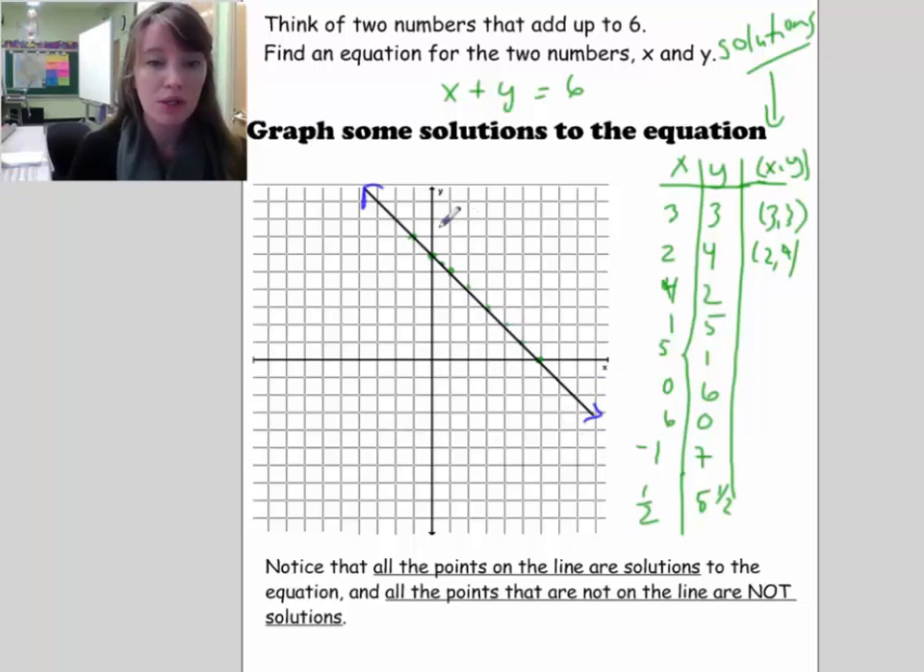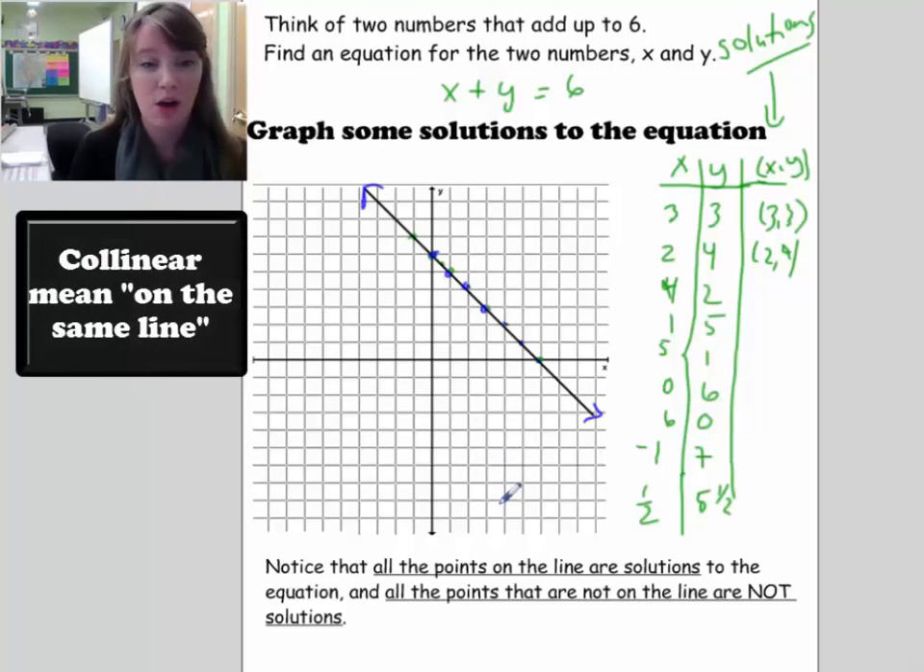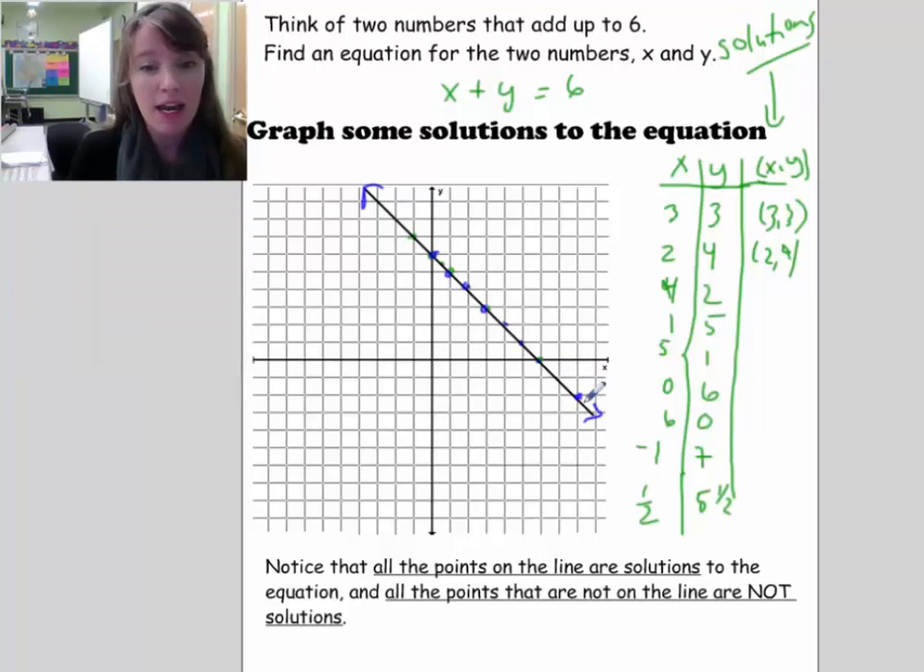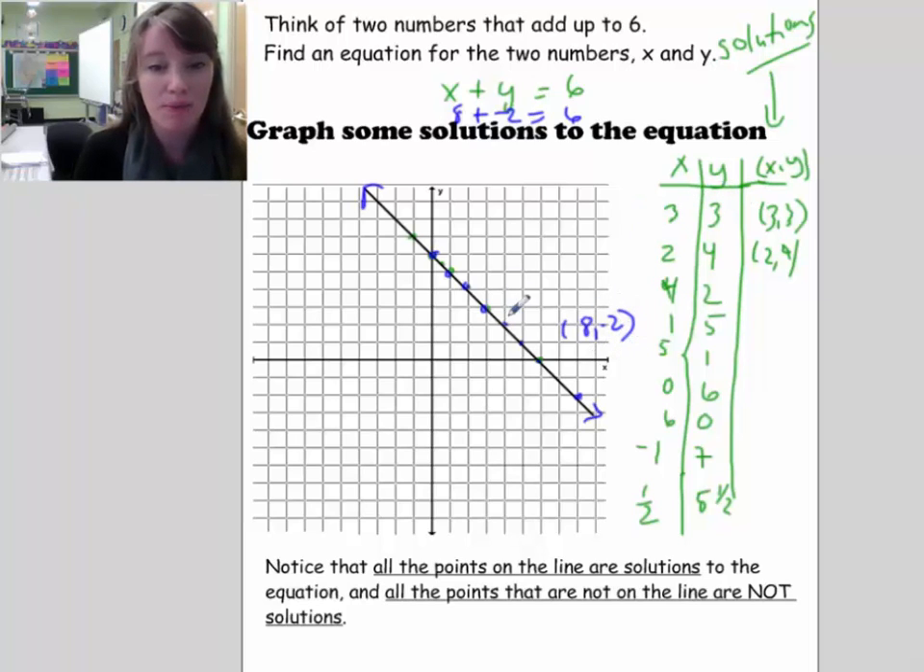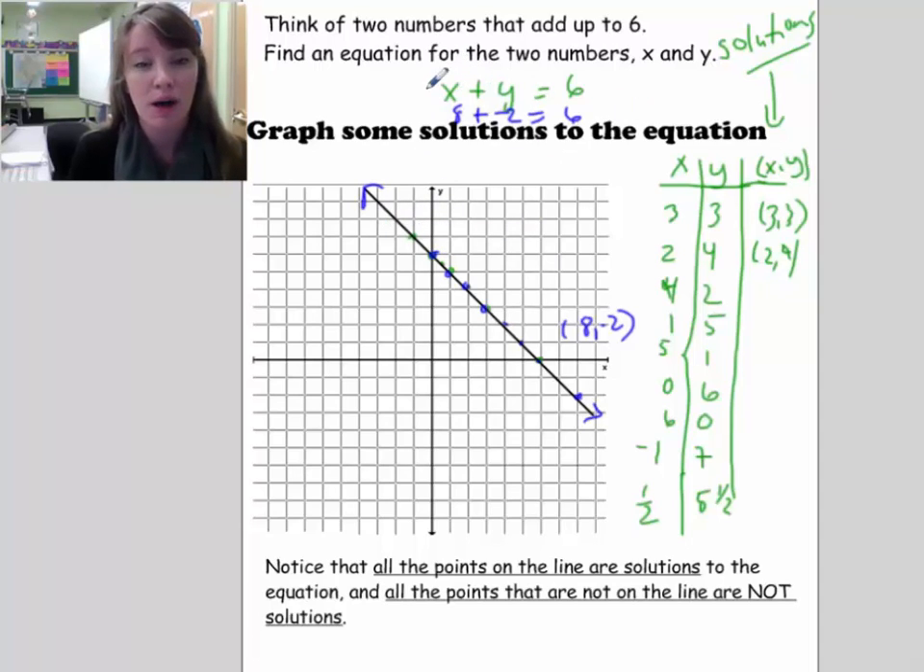So what I want you to notice is that the points that we plotted are all collinear, which means they all fall along the same line. I can pick out any of the points on here and find the coordinates of this point. So this point would be 1, 2, 3, 4, 5, 6, 7, 8. So this would be (8, -2). What you're going to notice about these points is that 8 plus negative 2 is 6. In other words, these points are solutions. So not only are the points that we created solutions, but every single point on this line is a solution to the equation that we created.